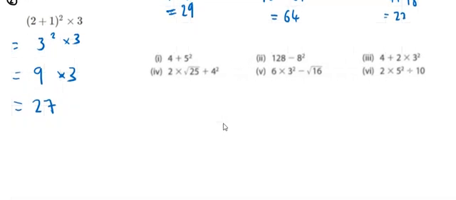so there's two sets of indices in here. There's a square root of 25 and there's 4 squared. So you must do both of those first. It doesn't really matter which one you do first. I'll just do the square root of 25, which is 5. And 4 squared then means 4 multiplied by itself, so 4 times 4 is 16.